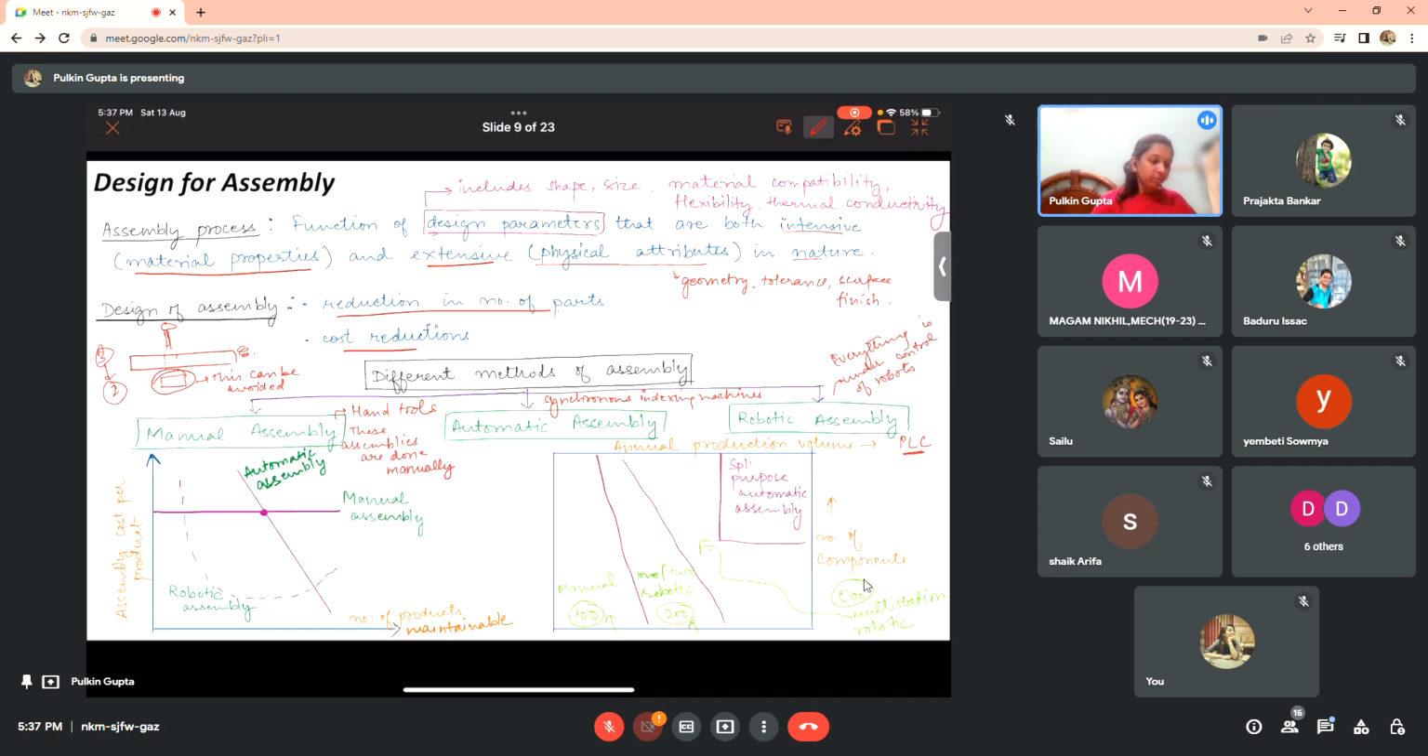Now we have different methods of assembly based on type, production volume, and cost. So in this graph, we have assembly cost per product and number of products that can be maintained. Manual assembly has a constant cost, whereas for automatic assembly, the cost per product decreases as the number of products increases. And for robotic assembly, it first decreases and then increases. So we can make note of these break-even points, which allow us to decide which assembly method to use for a particular product.